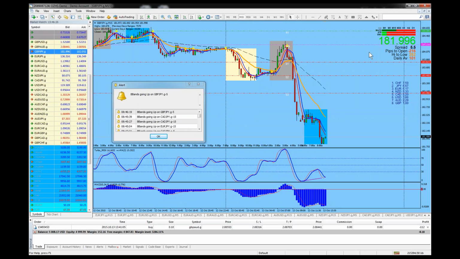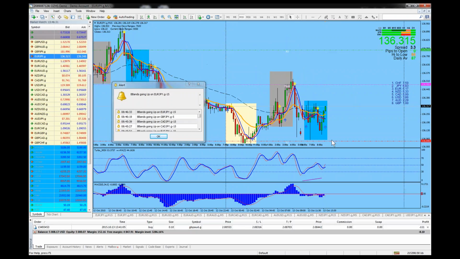We did pound yen. Yeah, we had the one signal. Okay, now let's go to euro yen. And oh, there it is, euro yen B band. But this is a fresh signal. The candle's not closed yet. All right. So we just want to take a look.